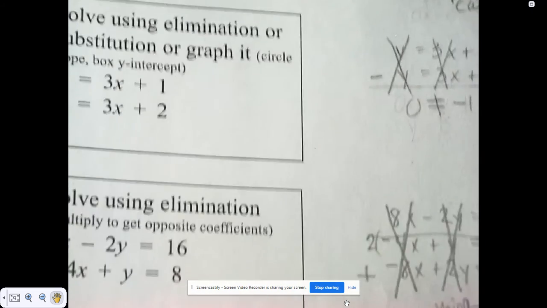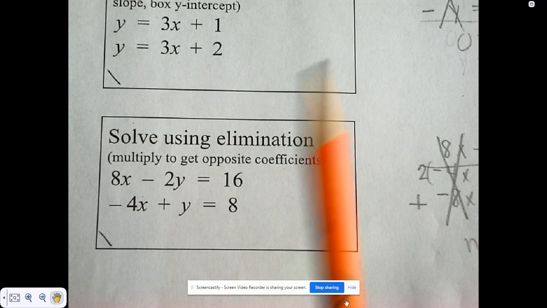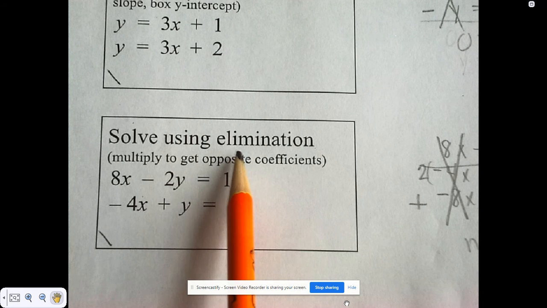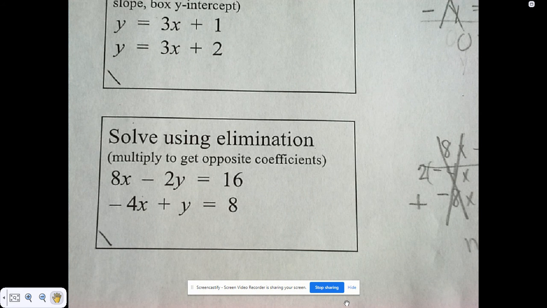Last one that we're going to go over and try, then I want you to pause the video and see what you end up getting. I want you to try using elimination. So pause the video when you are done.